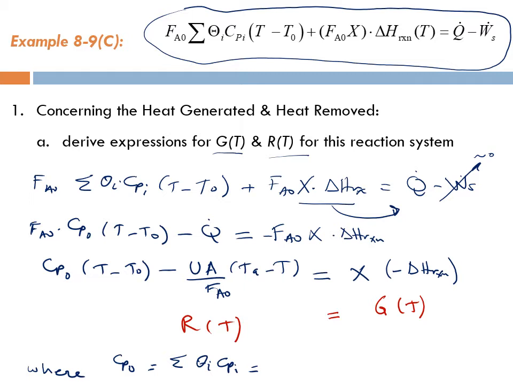So that will be C_PA plus theta_B times C_PB, and we don't forget the methanol, it's an inert. It goes into the summation of theta_i C_Pi. So that's theta_M times C_PM. Okay, that's great. So we have expressions for G(T) and R(T). We can write them individually if you like.